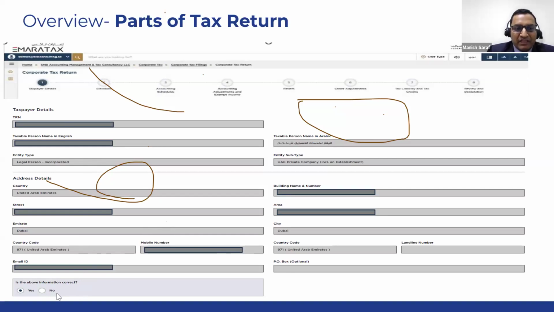But if any information, such as your contact number or email ID, needs to be updated, then you say no, go back and log in again to EmaraTax, and update your profile details. For example, your TRN may not be updated, or your trade license has expired. You update your renewed trade license copy, then the FTA will approve it, and only thereafter can you fill up the return. In VAT it was not such an issue, but in corporate tax return filing, your renewed trade license needs to be updated in the portal.